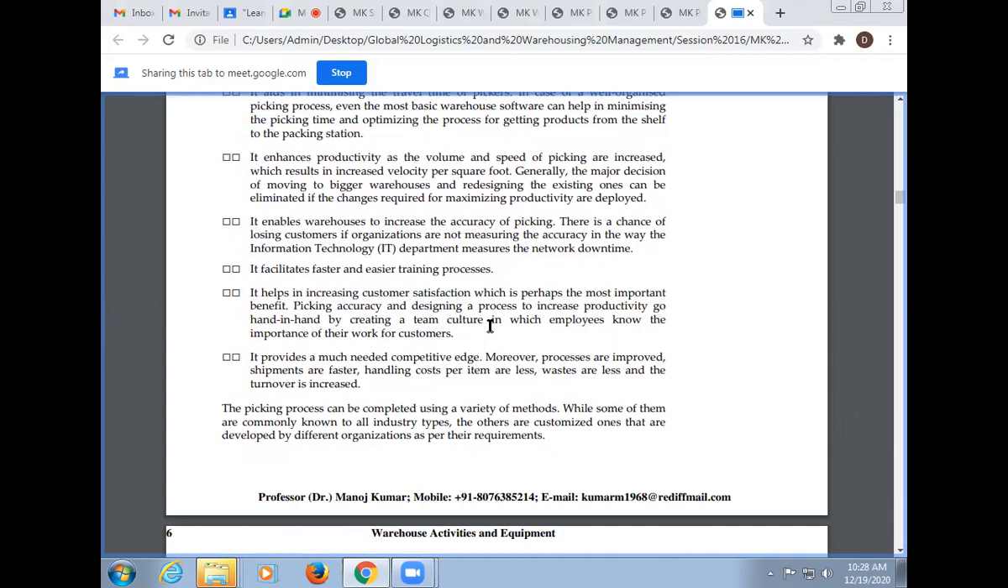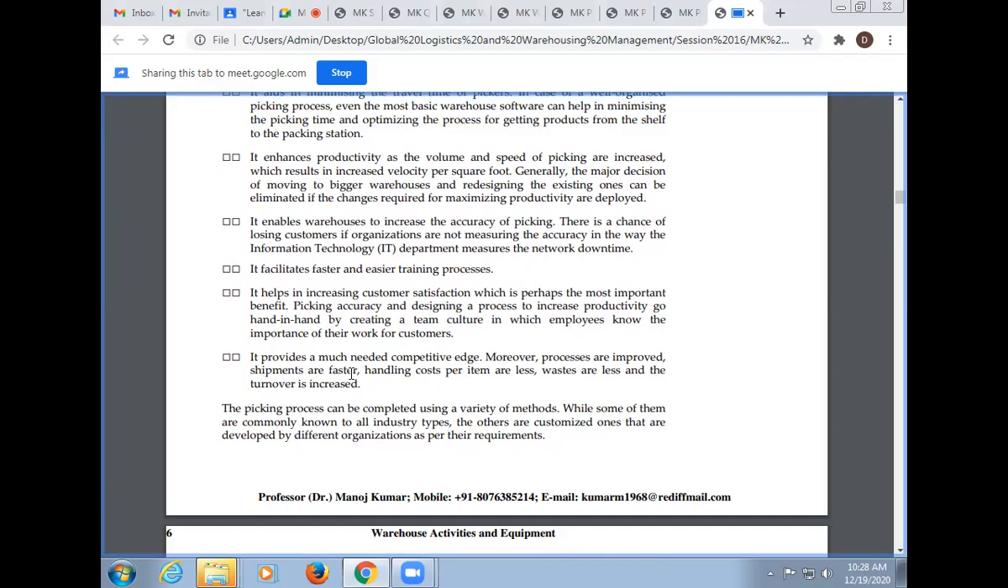Picking accuracy and designing a process to increase productivity go hand in hand by creating a team culture in which the employees know the importance of their work to the customers. Team culture is important in an organization. By creating a team culture, this is important for any organization.